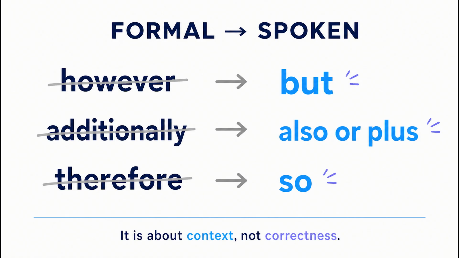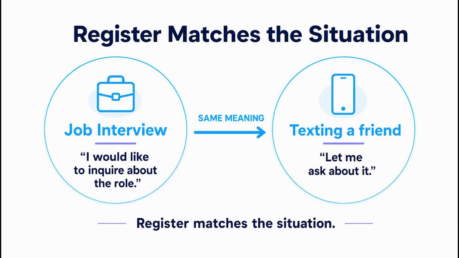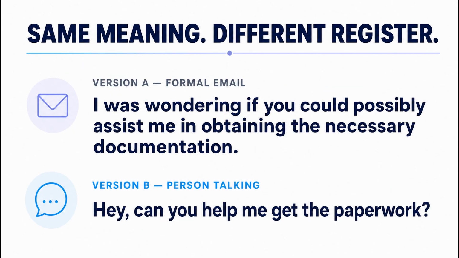However, at the start of a sentence in speech, say but. Additionally, in speech, say also or plus. Therefore, in speech, say so. None of this is wrong. It's about context. At a job interview, I would like to inquire about the role is fine. Texting a friend? Let me ask about it. Every time.